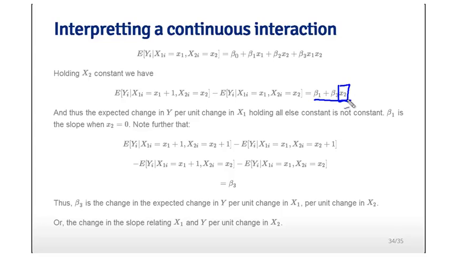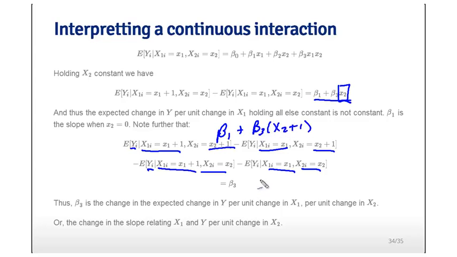So, but notice we can get an interpretation for beta 3. We can take the change in the expected value of y given a 1 unit increase in x1, where x2 is held at x2 plus 1, versus the expected change in y for a 1 unit change in x1, given that x2 is held at x2. Subtract those two. The top one is beta 1 plus beta 3 times x2 plus 1, and the bottom one is beta 1 plus beta 3 x2, and so if you subtract those two, you just get beta 3.